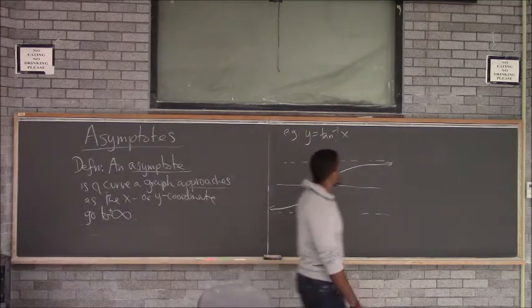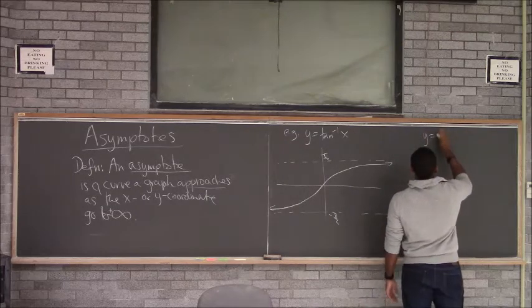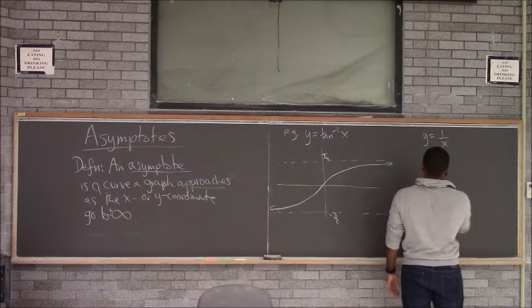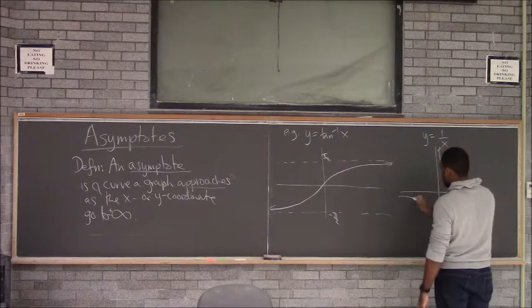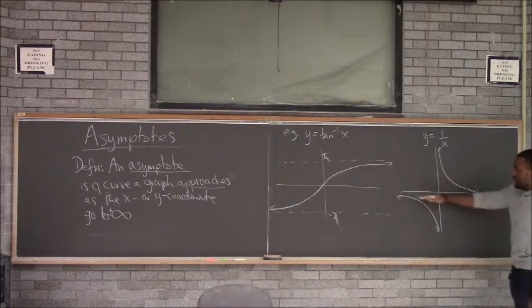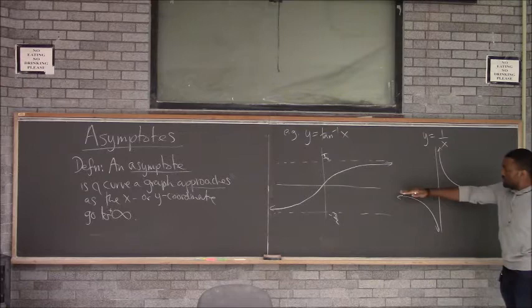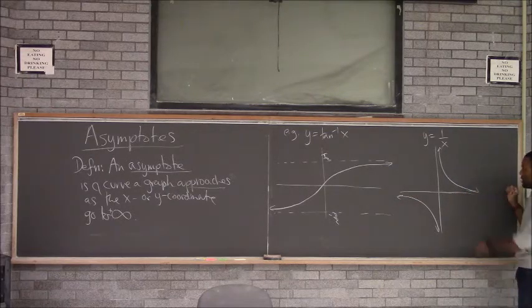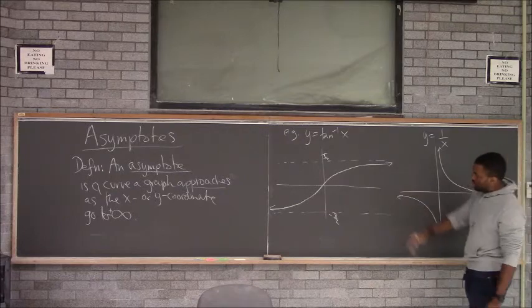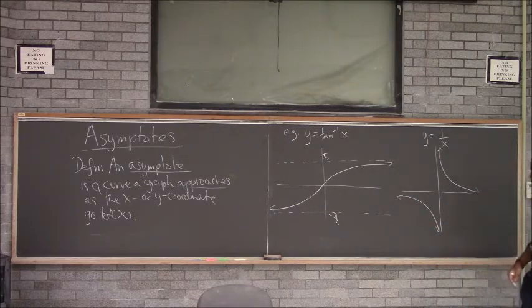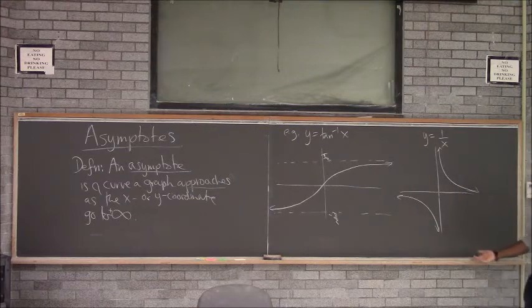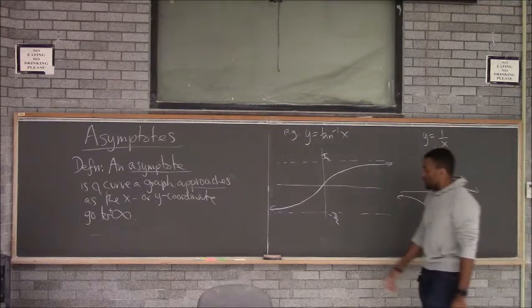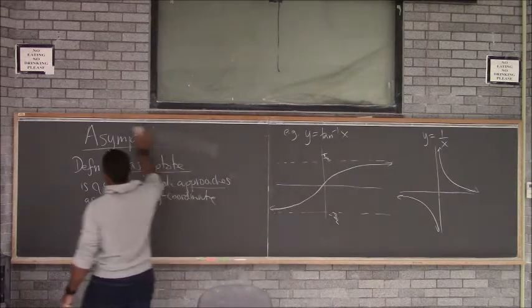We have things like y equals 1 over x. That looks like that. You notice that the x-axis itself is an asymptote. As your x is going off to infinity, your graph is approaching the x-axis. As your x is going off to negative infinity, your graph is approaching the x-axis. There's also an asymptote on the y-axis itself. As your y is going to infinity, the graph is approaching the y-axis. As your y is going to negative infinity, the graph is approaching the y-axis. Hyperbolas would behave this way.